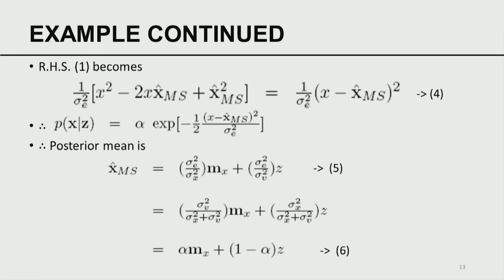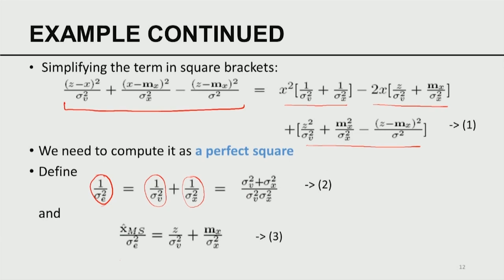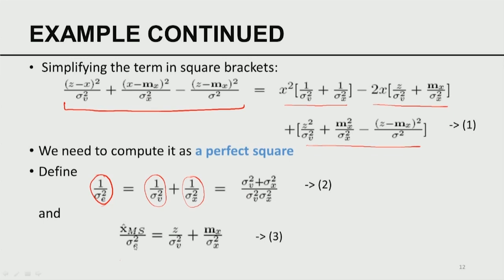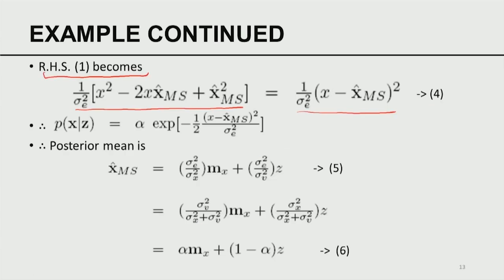Using 2 and 3, we can express the right hand side of 1. Please remember, 1 has a right hand side with 3 terms. By using a perfect square and using the definitions in 2 and 3, the right hand side of 1 becomes this quantity, which can be expressed simply as 1 over sigma square e times x minus x hat ms, whole square. X hat ms has been defined on the previous page. Sigma square e has been defined in 2. So 2 and 3 give you the basic definitions.